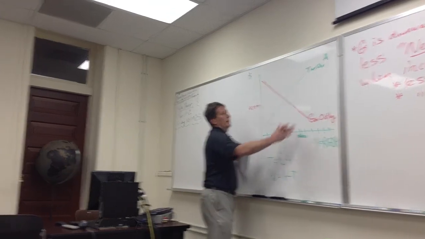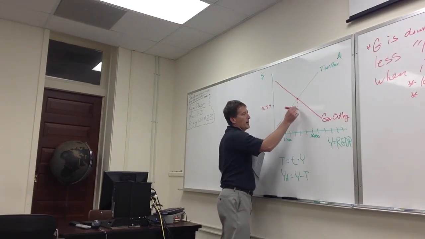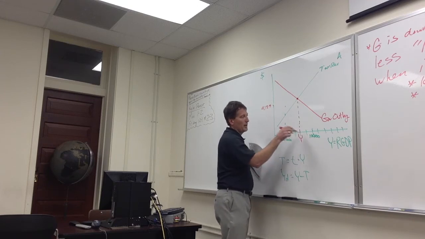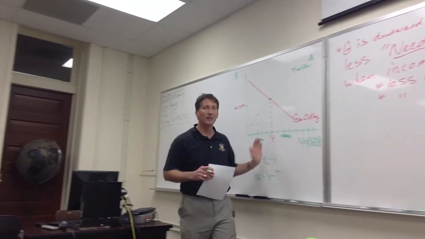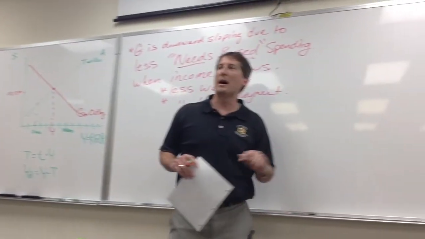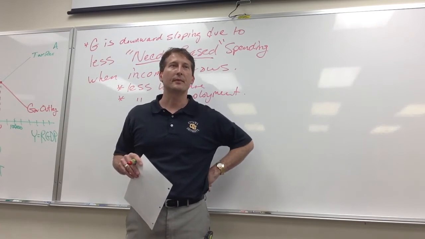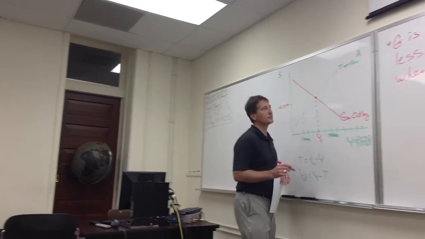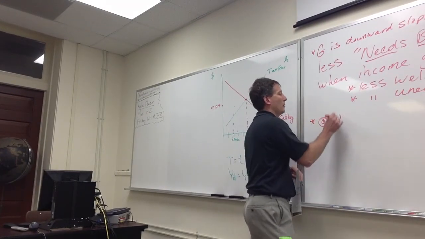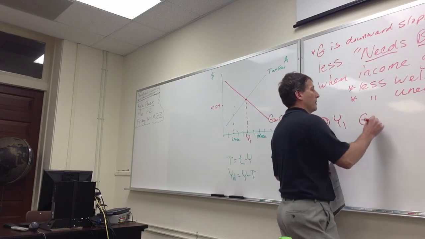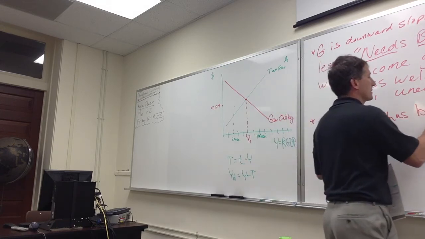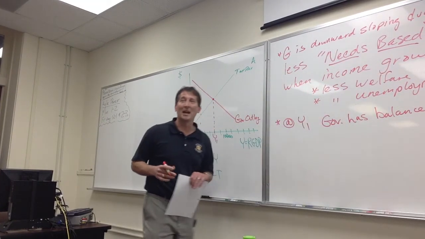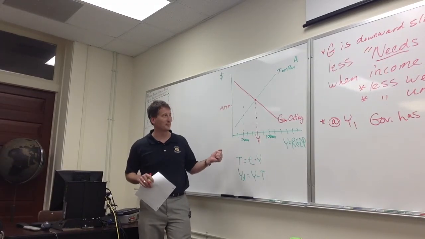Okay, so what this merely sets up is that what's going on right here? What about this level of income? What about that level of income? At this level of income, what's true about the deficit? It's zero. We have a balanced budget. Good. So at Y1, the government has a balanced budget. We haven't seen that one in a long time, right?